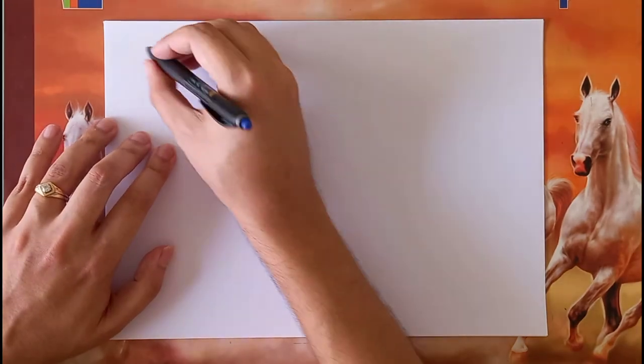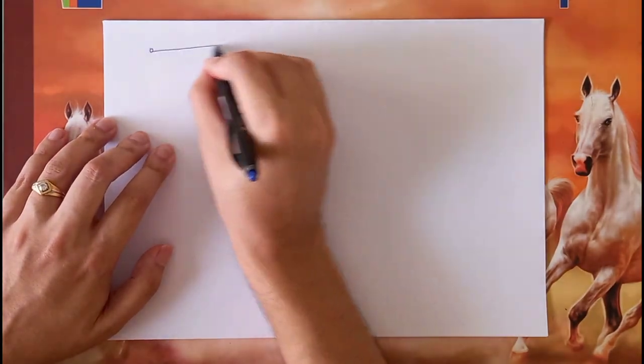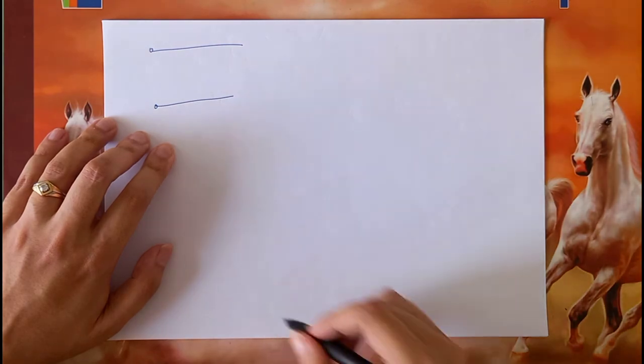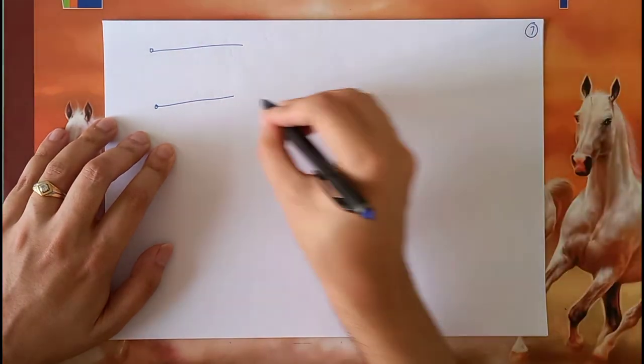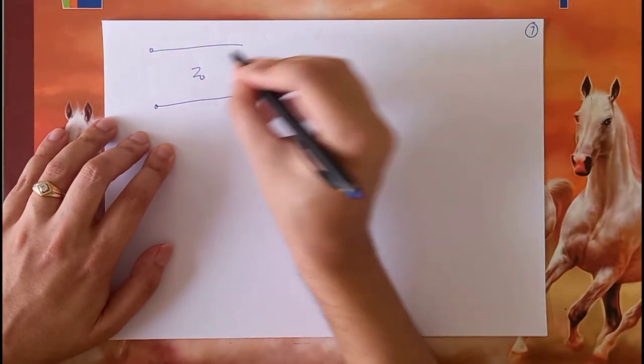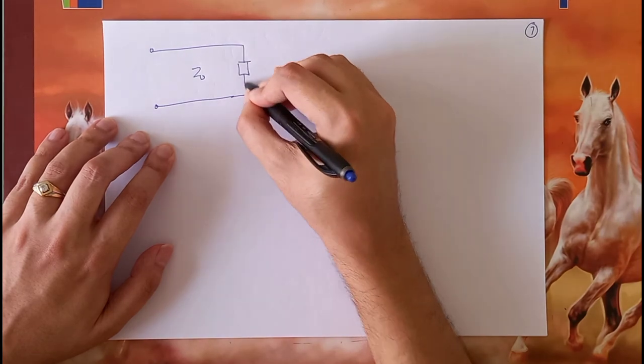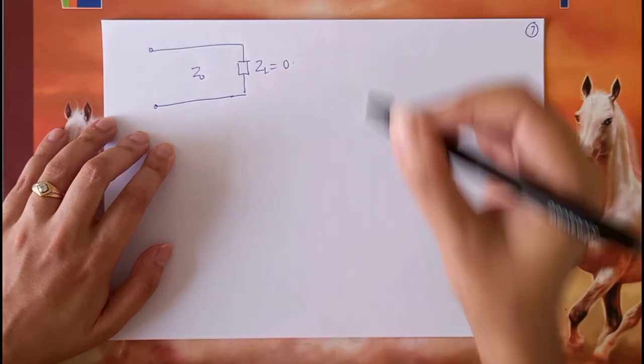Now, let us take this discussion up by one notch. Let us again have the transmission line, which is lossless, and it is terminated with a short circuit. That is, ZL equal to 0.